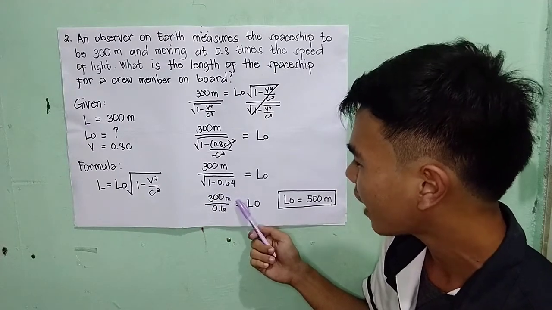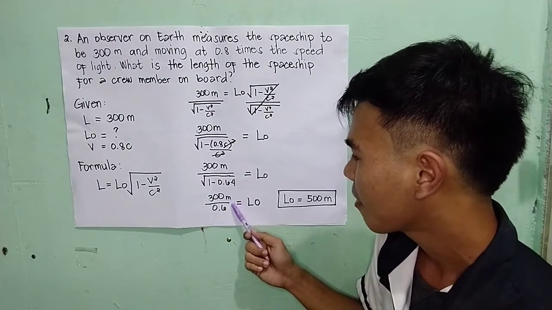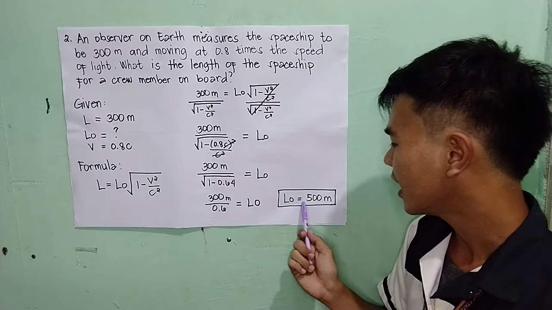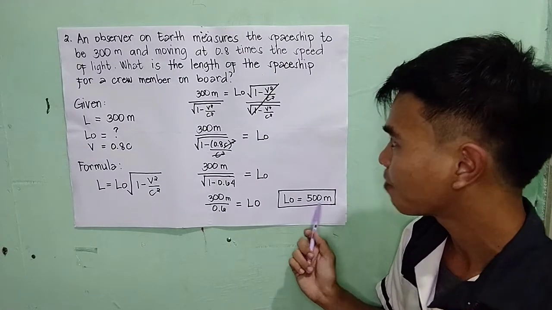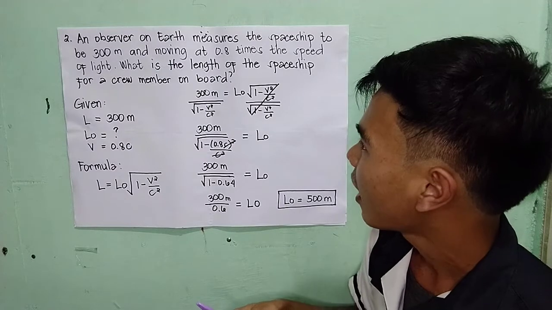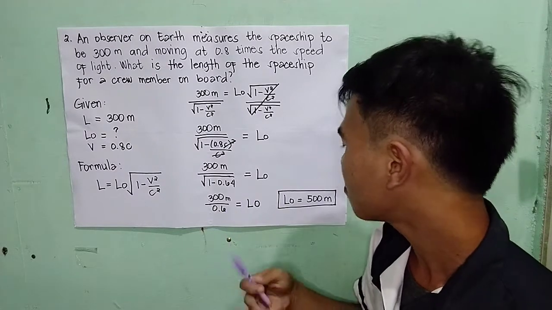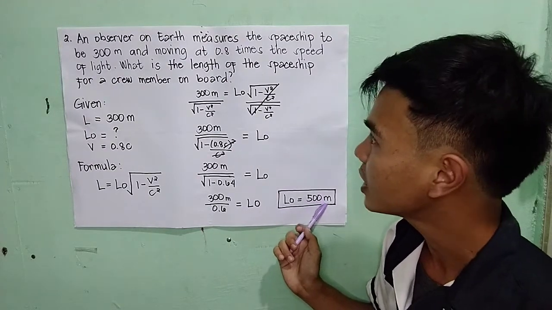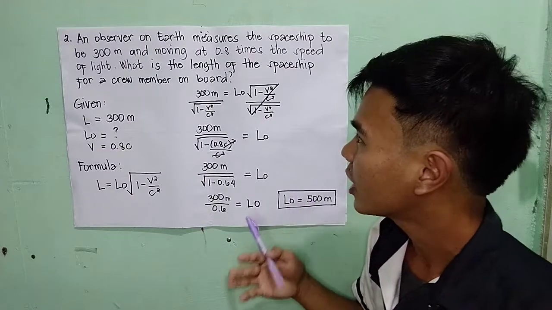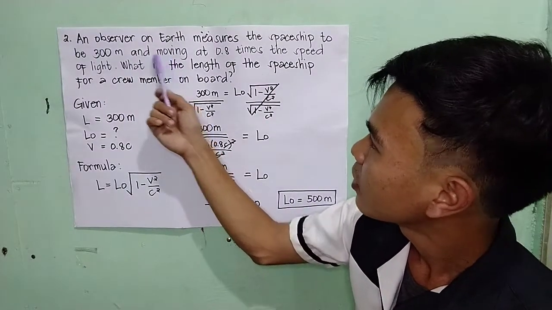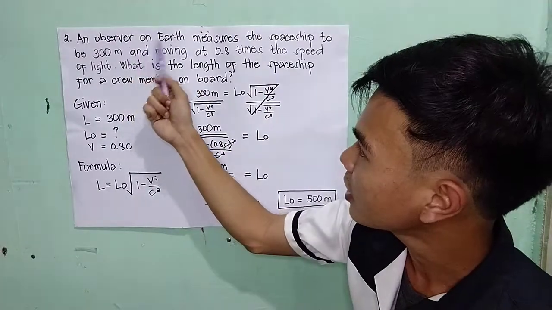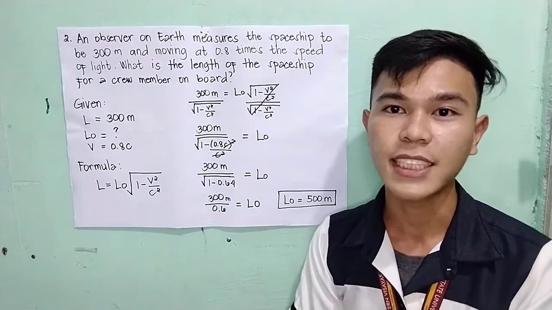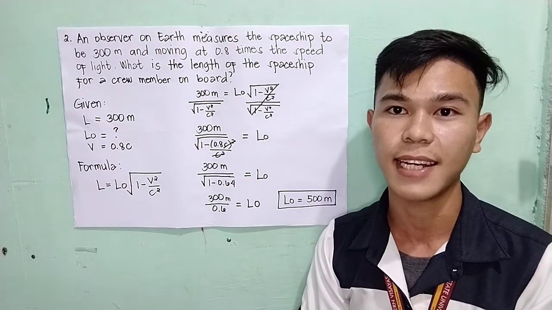If we divide 300 meters by 0.6, we have the value for L naught, which is 500 meters. This means that the crew member on board will measure the spaceship to be 500 meters, which is longer compared to the measurement of the observer on Earth, which is 300 meters. So that's all for the two problems in length contraction.